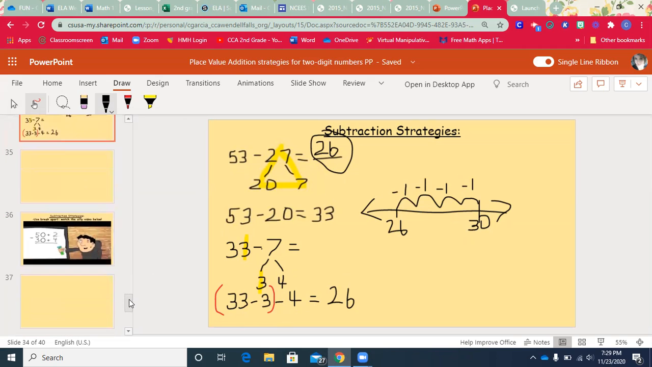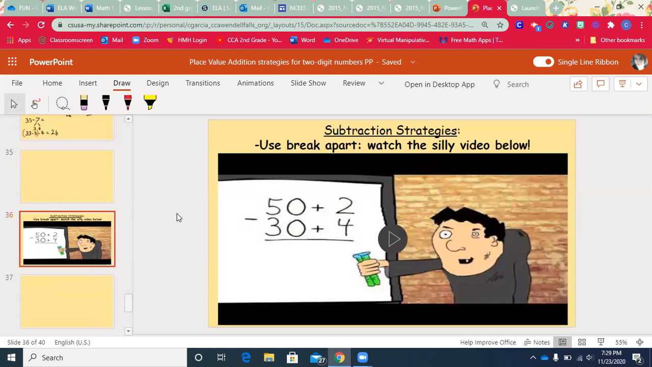Now, I found a video for another way to do break apart. This is the way that I normally teach break apart. I think either one of these ways will work because they're both showing that you have a knowledge of place value and how to break apart numbers into their tens and ones. And I thought this video was just hysterical.